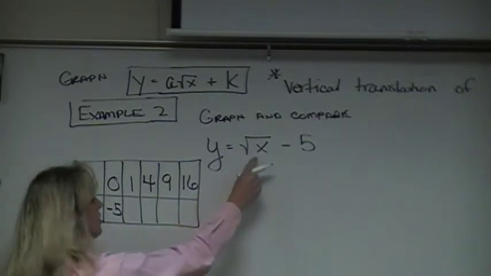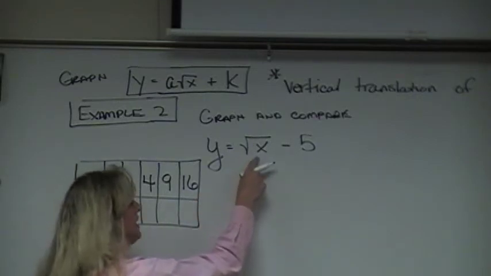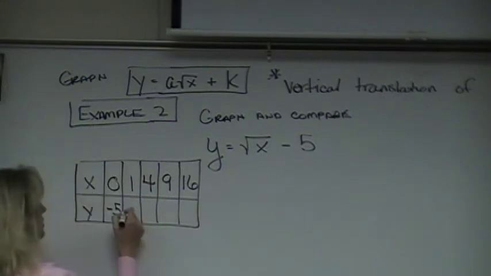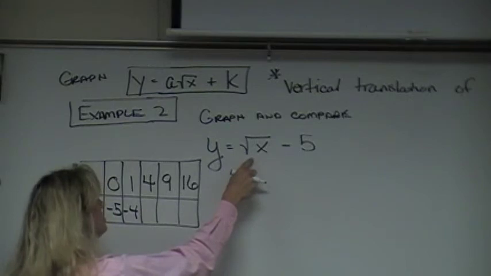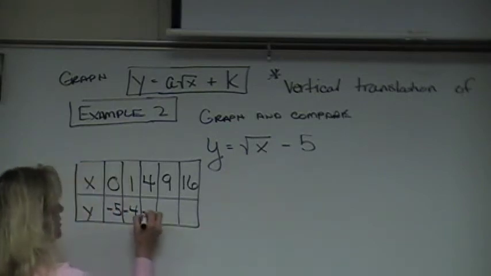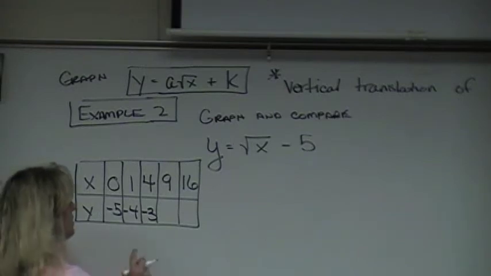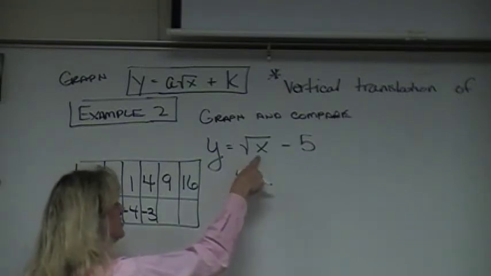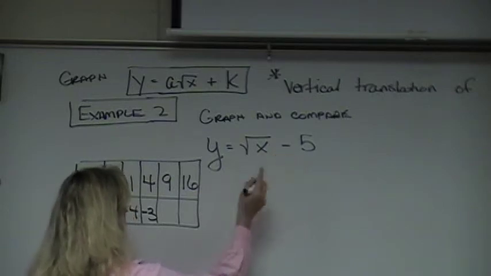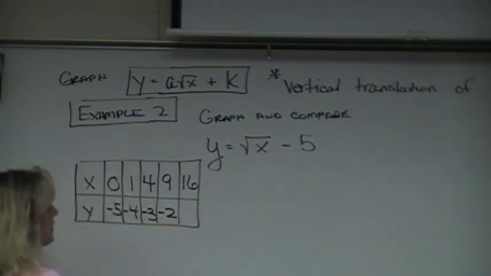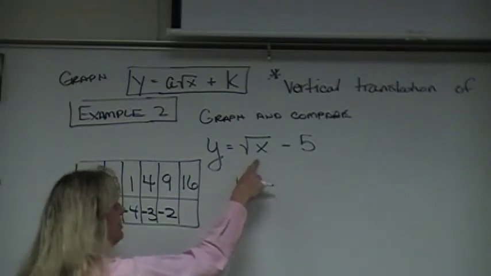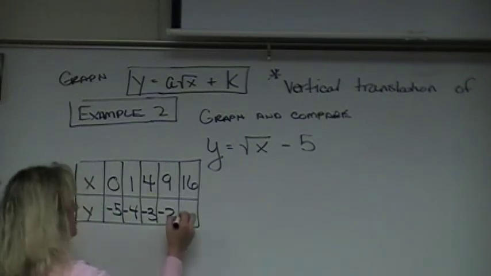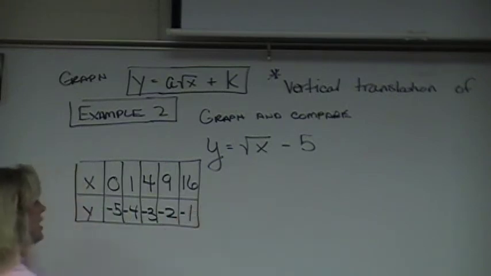Okay? All right, what is the square root of 1? 1. Now 1 minus 5. -4. Good. The square root of 4. 2 minus 5. -3. Okay? Now take the square root of 9. 3. 3 minus 5. -2. Okay? Now take the square root of 16. 4. 4 minus 5. Negative what? 1. Okay. Now let's do our domain and our what, guys?